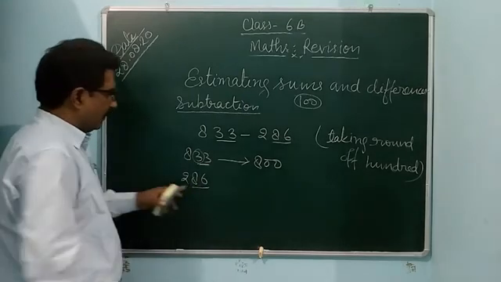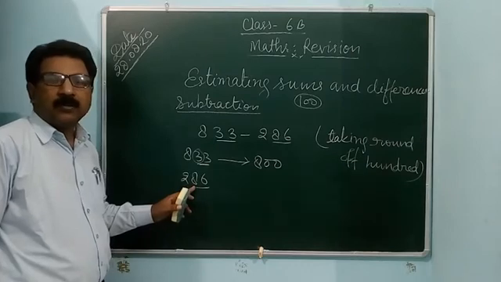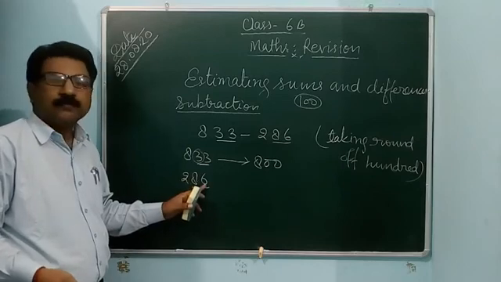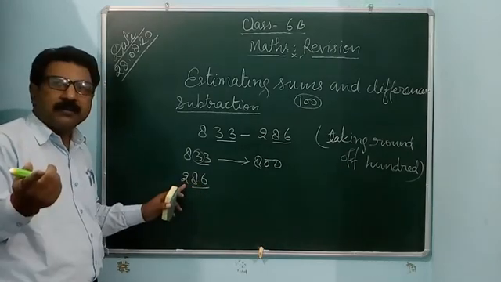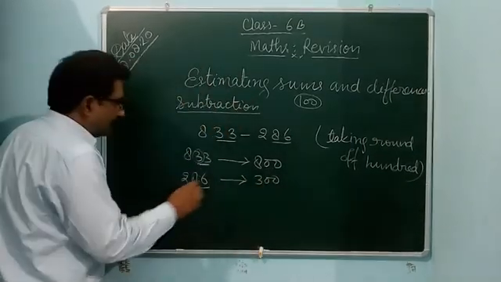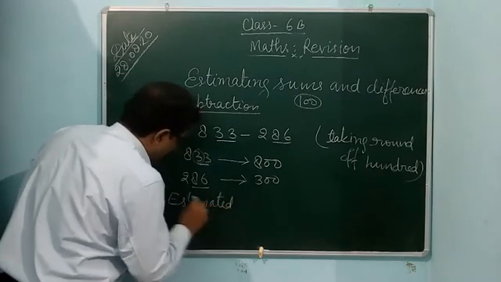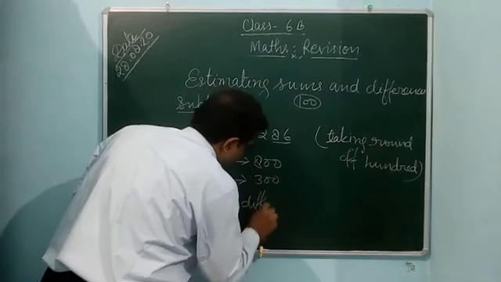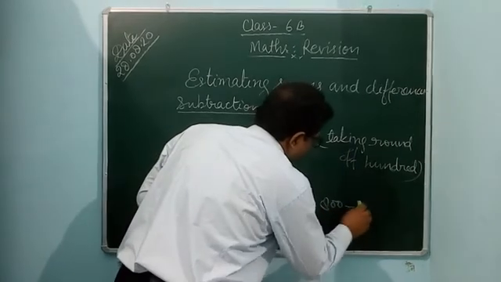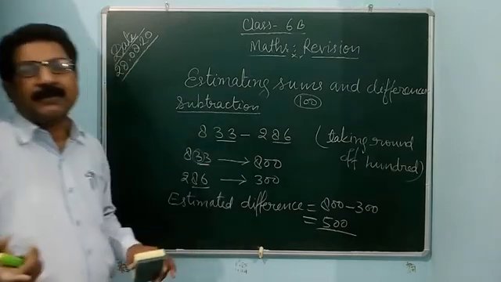And 286. See, 8 is more than 5, or 86 is more than 50. It will complete the next number with 2 zeros. So 0 here and 2 plus 1 is 3. So it will be 300. Estimated difference. Now estimated difference is equal to 800 minus 300 is equal to 500. So estimated difference is 500.